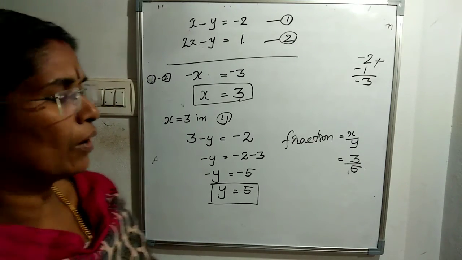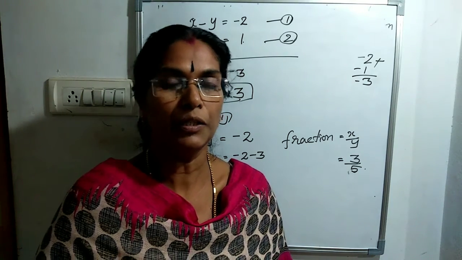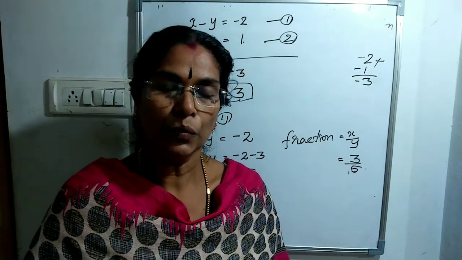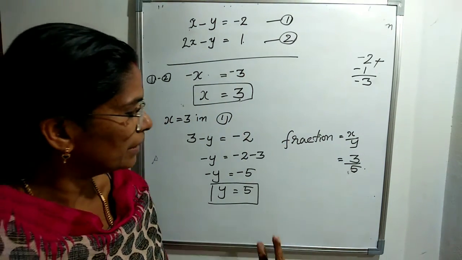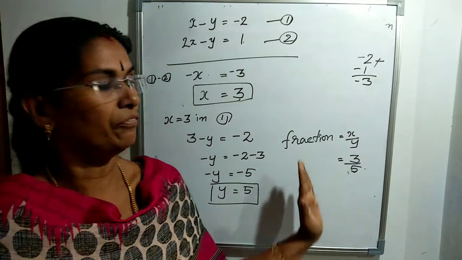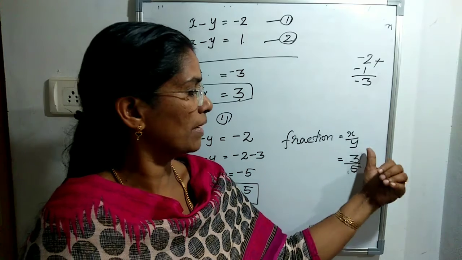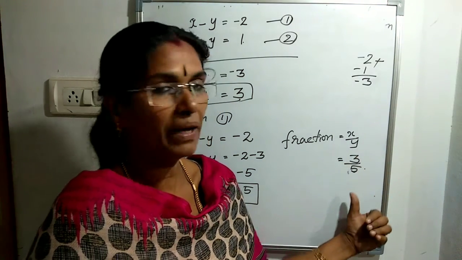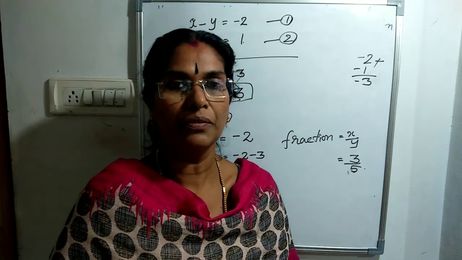It is very simple. According to the question, you have to find the linear equations in two variables. We will get two equations. According to the given conditions, we make the two equations and solve by the elimination method. We find the values of x and y. After that, we write the fraction x by y, that is 3 by 5, substituting the values of x and y. I think it is easy for you.